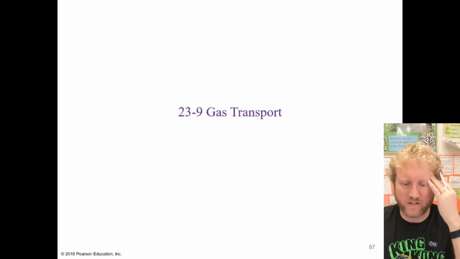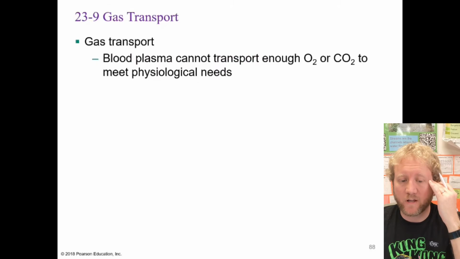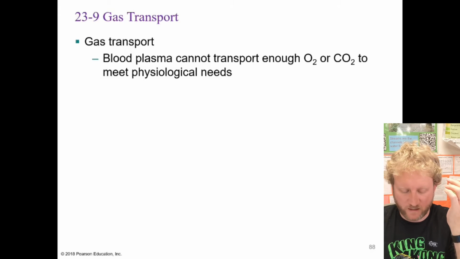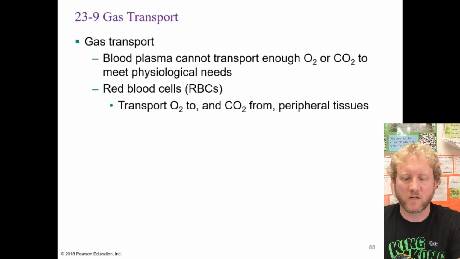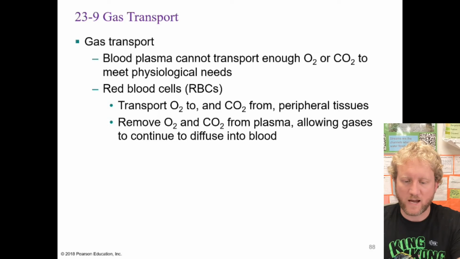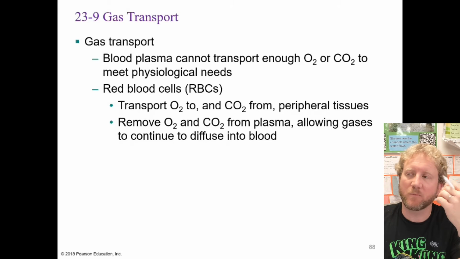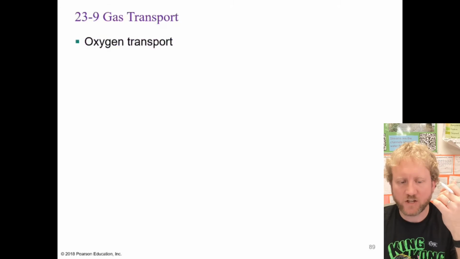So let's talk about gas transport for a little bit. This is actually moving the gas around in the blood plasma. So the blood plasma by itself cannot transport enough gas on its own. That's why we have the red blood cells. The red blood cells are going to transfer the oxygen to the peripheral tissues, and transfer the carbon dioxide away. It's also going to remove oxygen and carbon dioxide from the plasma, allowing other gases to dissolve into the blood, like nitrogen. Oxygen, we already talked about.